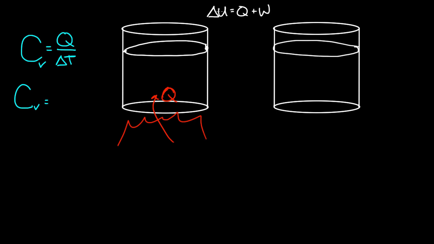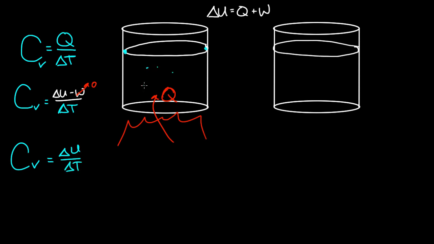In this case, Q, if I subtract W from both sides, I'd get delta U minus W over delta T. But since we're not allowing this piston to move, the work done has got to be 0. So there's no work done at all, so the heat capacity at constant volume is going to be delta U over delta T.